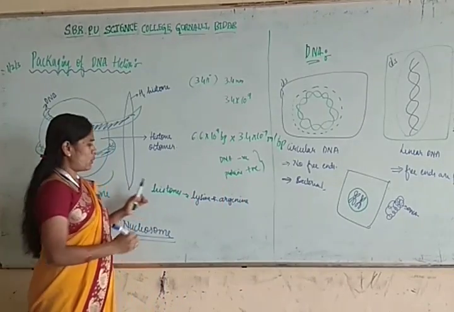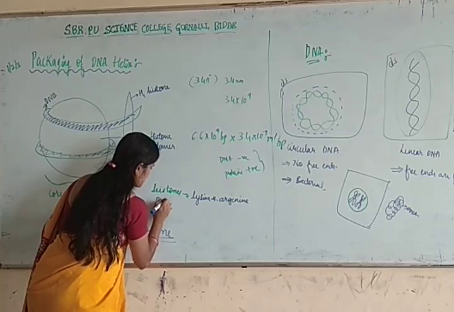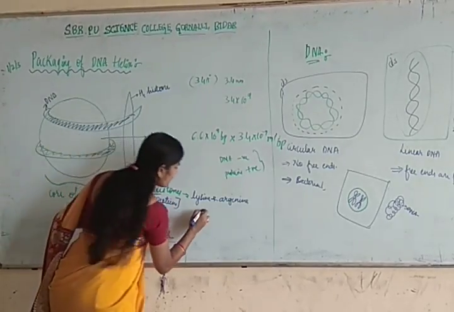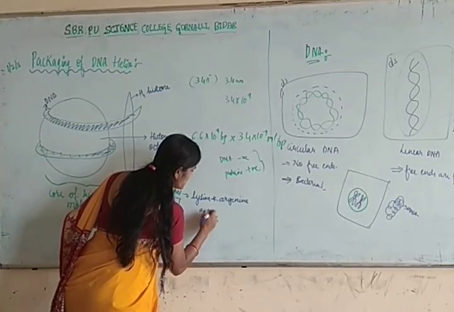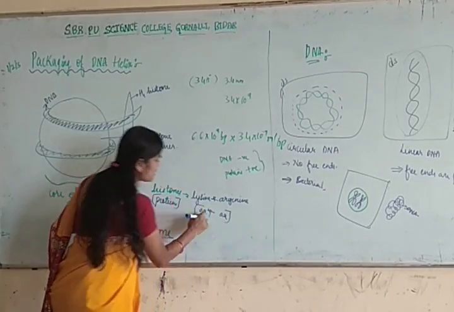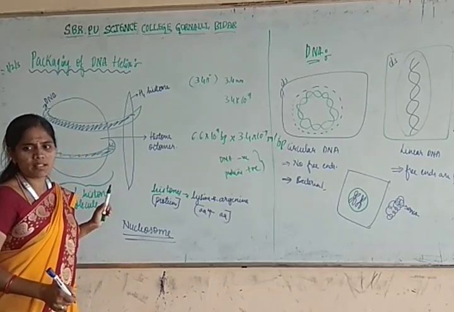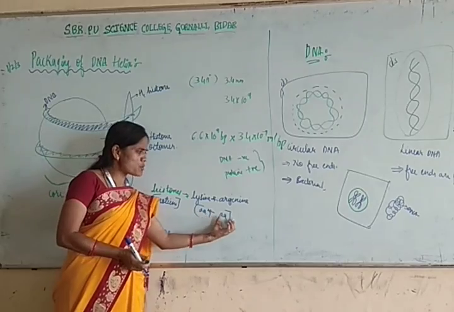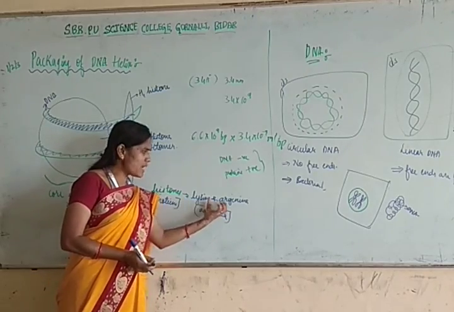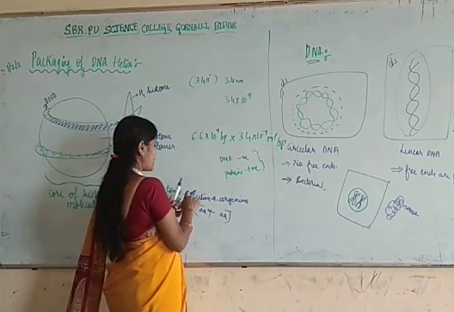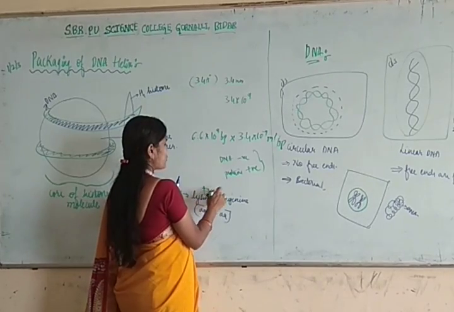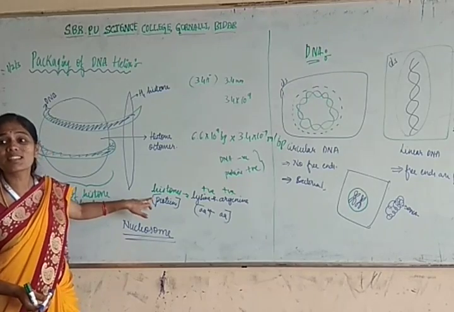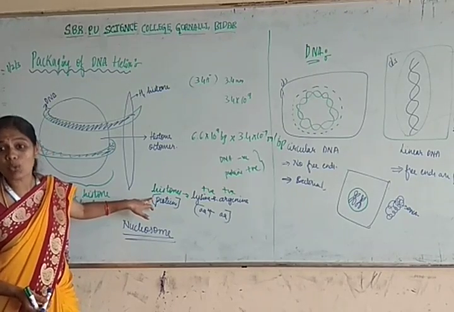Protein is made up of amino acids. This is one type of amino acid. There are 20 different types of amino acids. Among them, the histone protein is made up of two types, lysine and arginine. These two amino acids are positively charged, hence this protein is a positively charged protein.